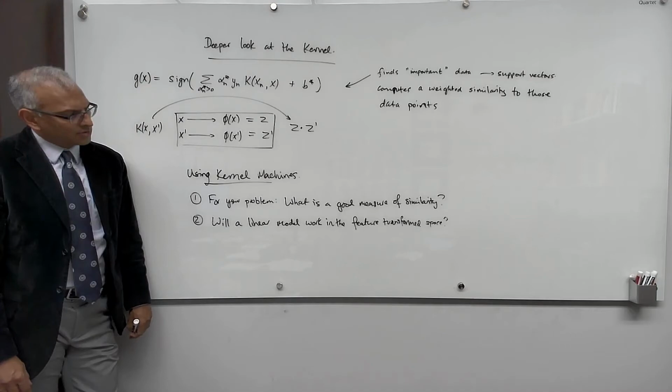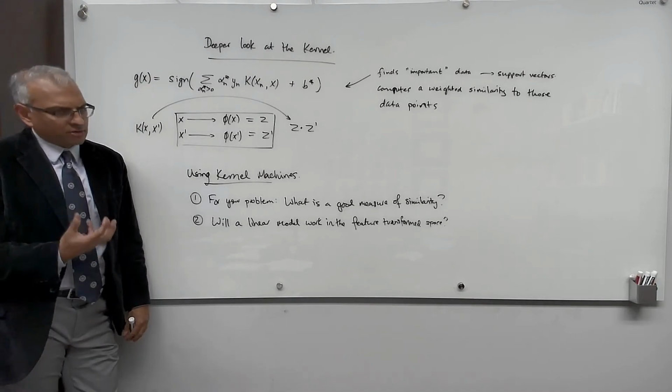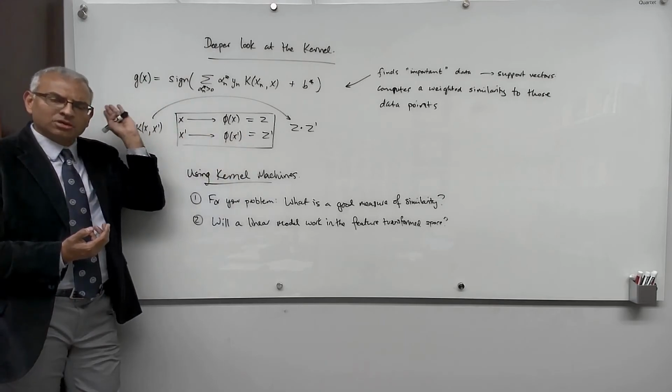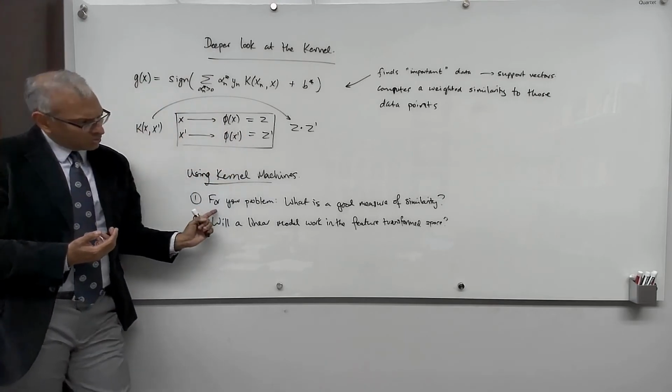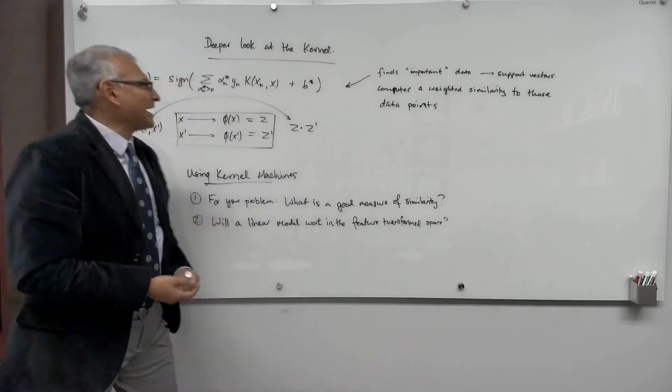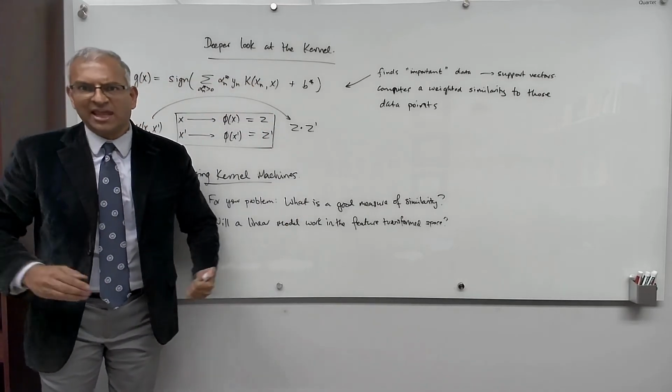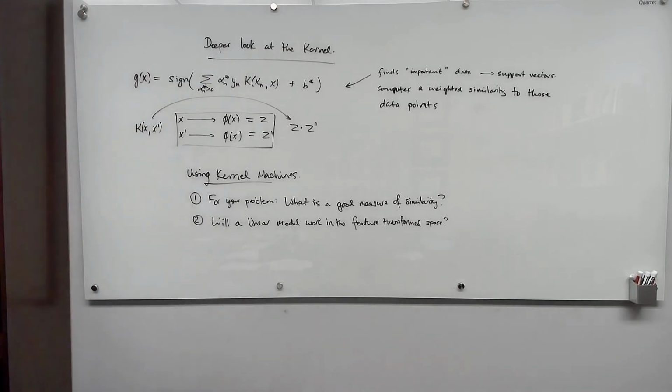And so the real challenge, or the real task that you face if you want to run the whole support vector machinery, the whole kernel machinery, is to come up with the right measure of similarity, i.e. the right kernel. And so now let's see a few examples of this, and then that'll end today's lecture.